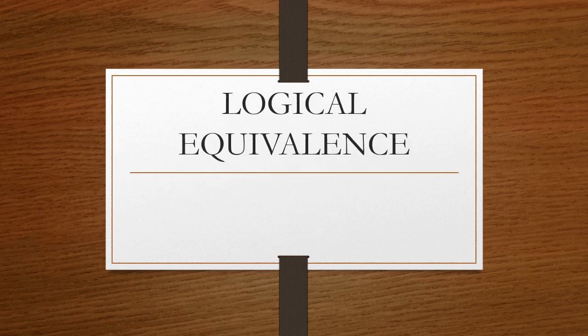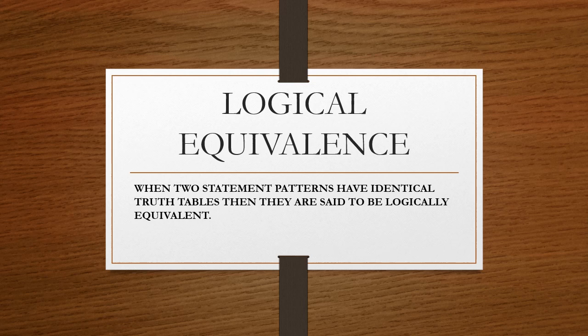Logical equivalence. When there are two statement patterns having identical truth tables, then they are said to be logically equivalent. If you take two different statement patterns, meaning combinations of statement letters and connectives, and you make the truth table of them, and if the truth tables or the outcomes are identical, then we can say that those two statement patterns are logically equivalent.